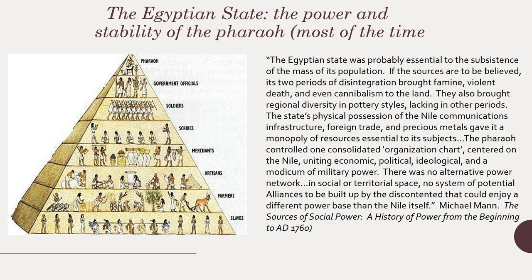So Mann is making the case here that this was a really tightly controlled top-down system. Organization chart is essentially saying this is like a corporation where the CEO very much is in control or in charge from the top. And the other element in this quote that requires some explanation is the Nile communications infrastructure.